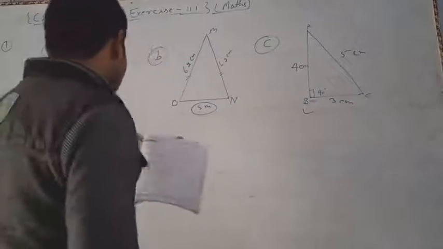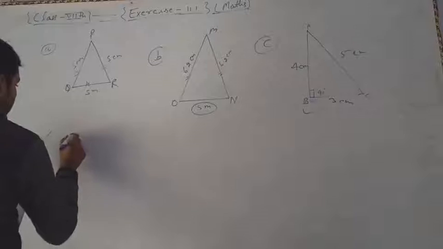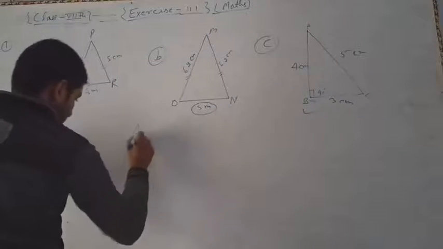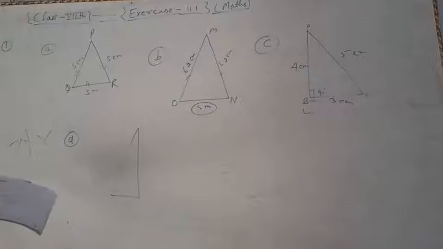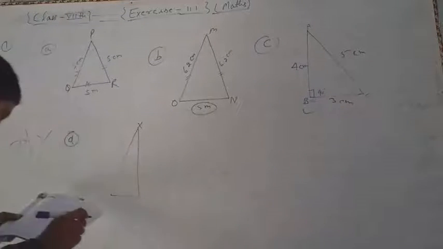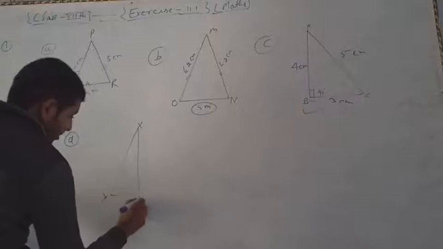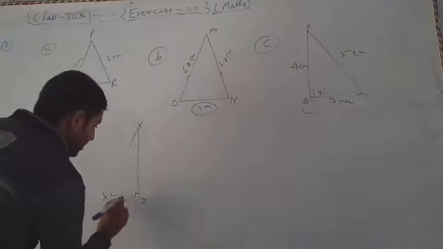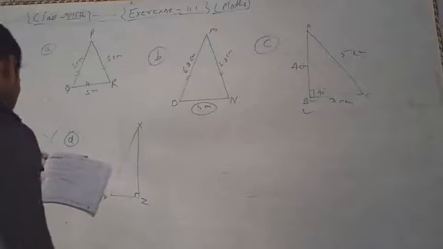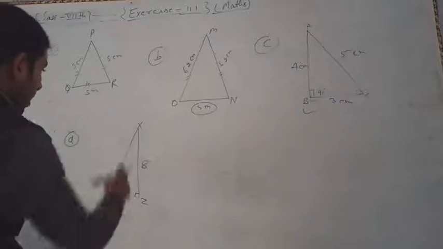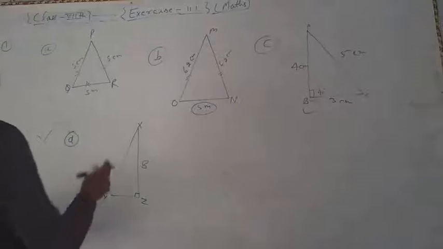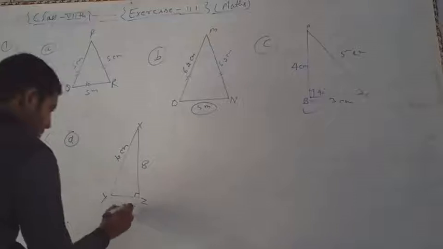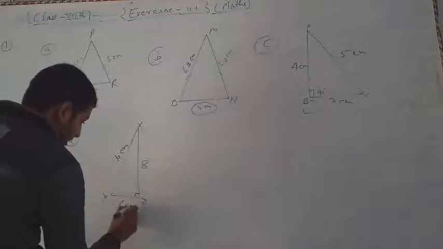Again in figure D, you have this type of figure, with the name X, Y, Z. This is triangle XYZ in which angle Z is equal to 90 degrees, and XZ is equal to 8 centimeters and XY is equal to 10 centimeters. Okay. And from here YZ is equal to 6 centimeters.